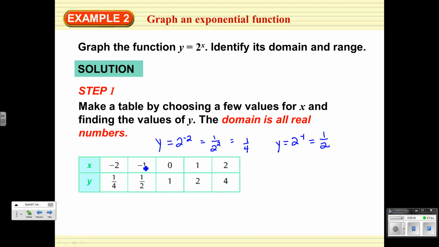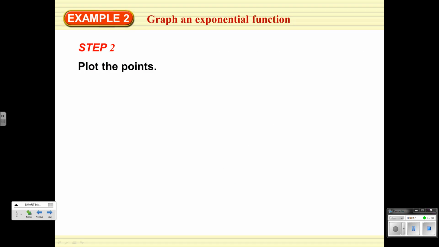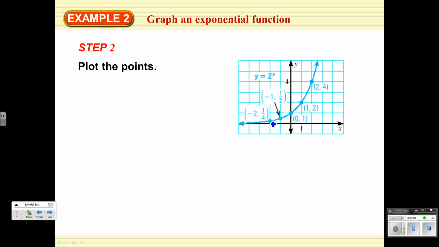So you can kind of see how easy it is to make those tables of values. And now, obviously, step 2 will be to graph those points. So here are our points: (-2, 1/4), (-1, 1/2), (0, 1), (1, 2), (2, 4). Notice this is going to be a curve, and it is going to rise very rapidly.